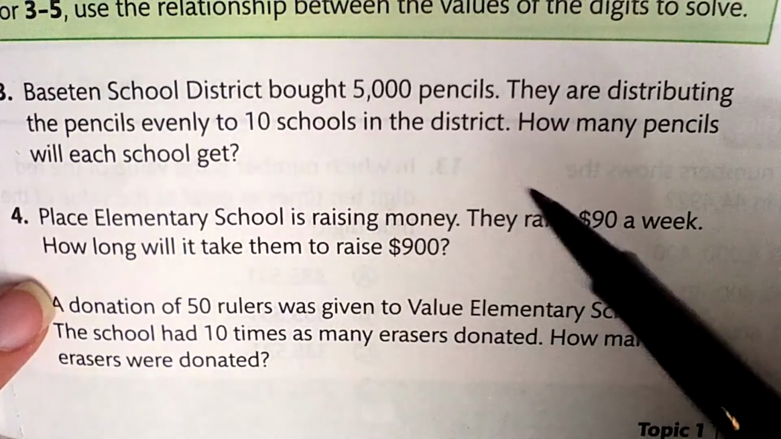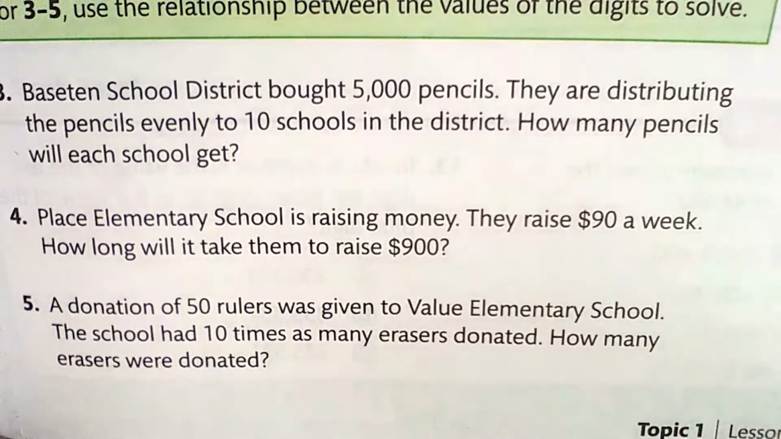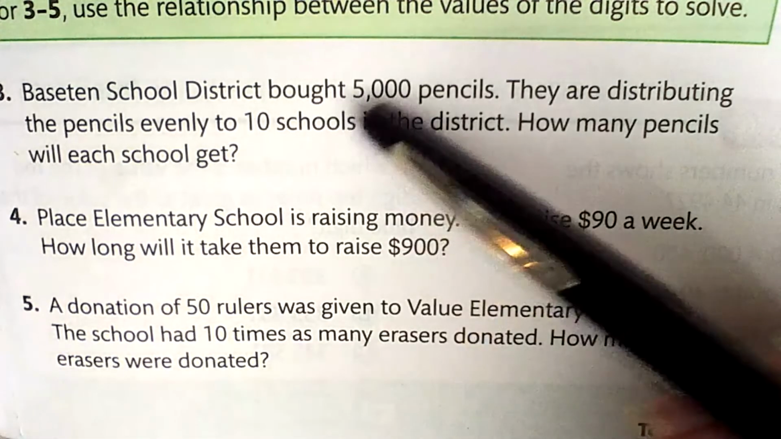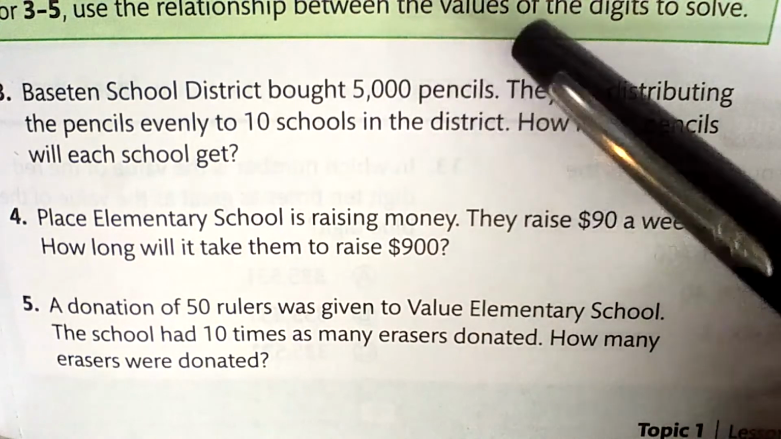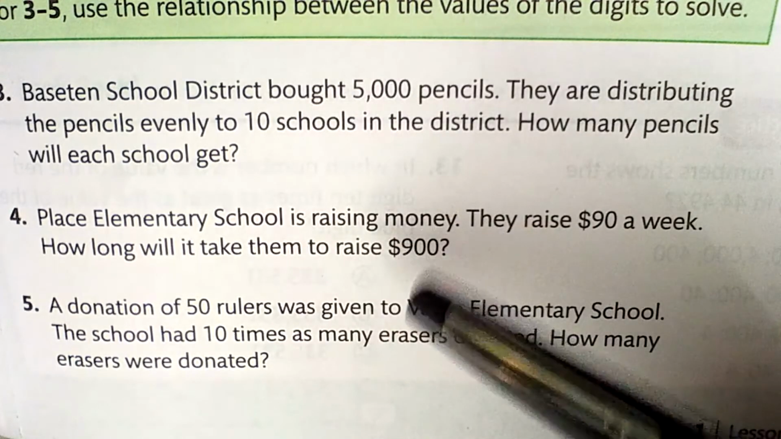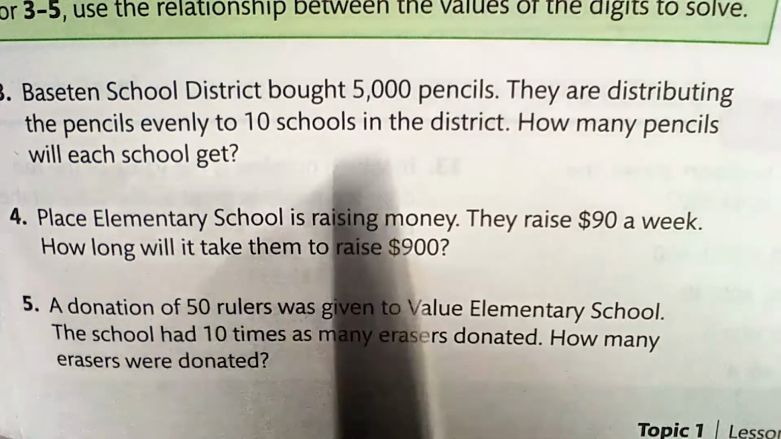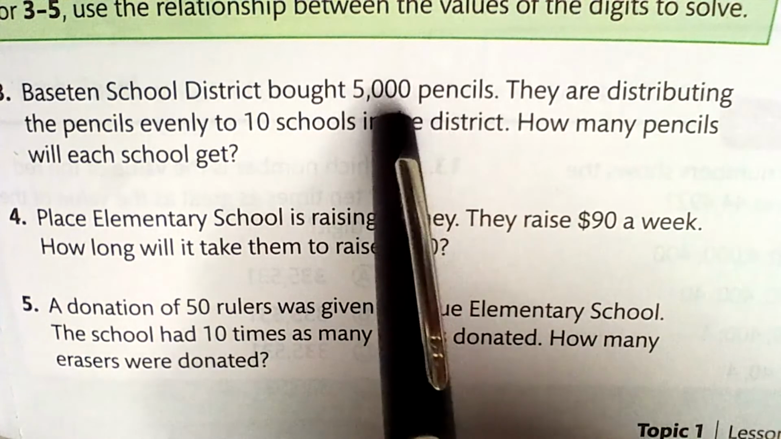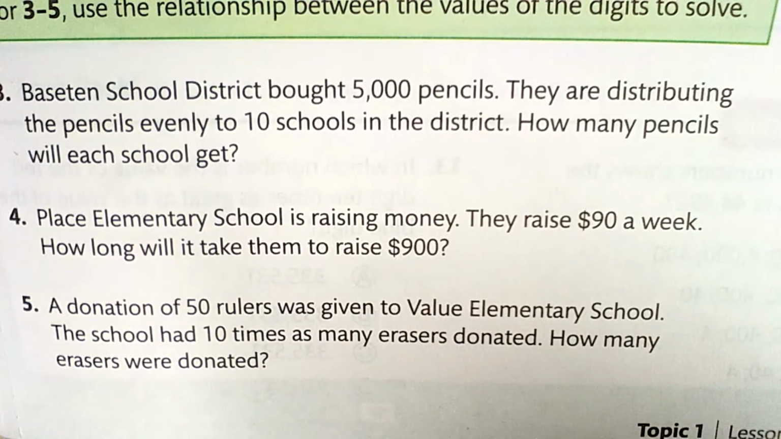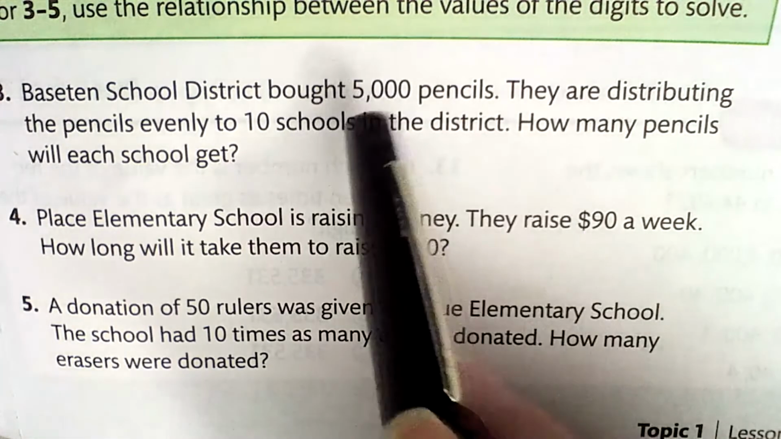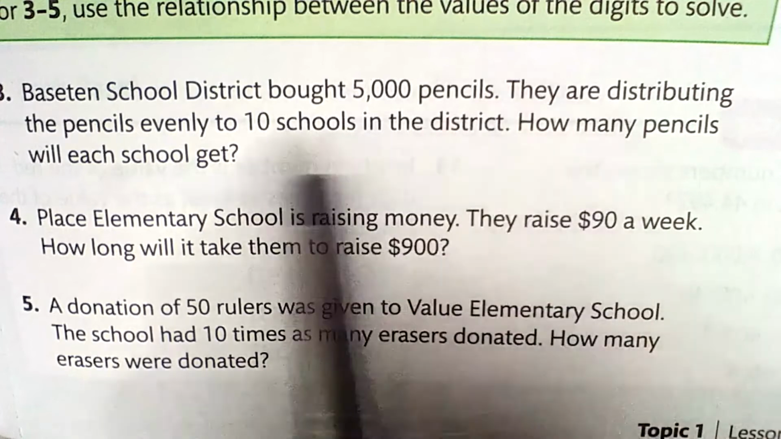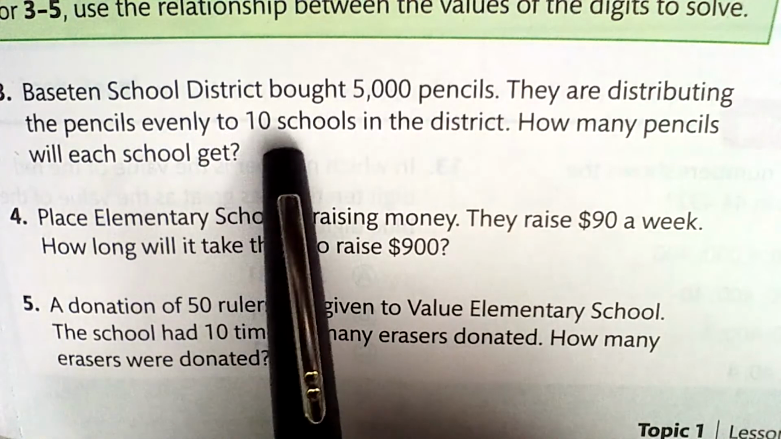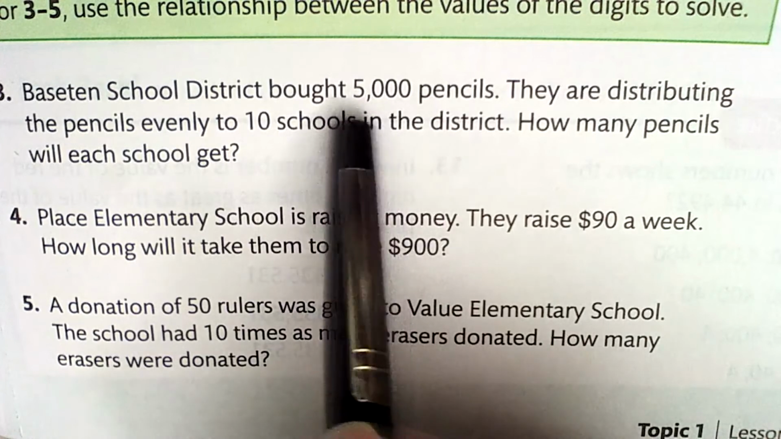Base 10 school district bought 5,000 pencils. They're distributing the pencils evenly to 10 schools in the district. How many pencils will each one get? So when we multiply by 10, we add a 0. When we divide by 10, we do the opposite, because multiplication and division are inverse operations, or they are opposite of each other. So instead of adding a 0, we're going to take a 0 off when we divide by 10. So for this one, you want to go one place value smaller. So you want to divide this by 10. So 5,000 pencils divided evenly between 10 schools means each school gets 500 pencils.